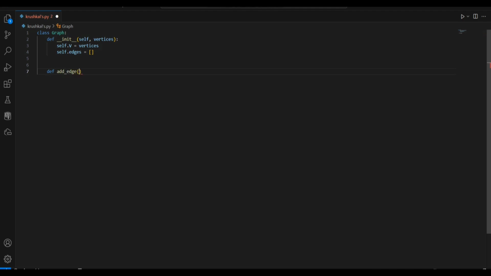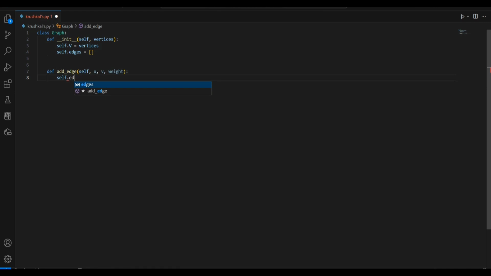Next, adding an edge. I need to define add_edge. Self, u, v, weight are the parameters. U and v are the two vertices connected by the edge. U is the starting node, v is the ending node. Weight is the weight of the edge.